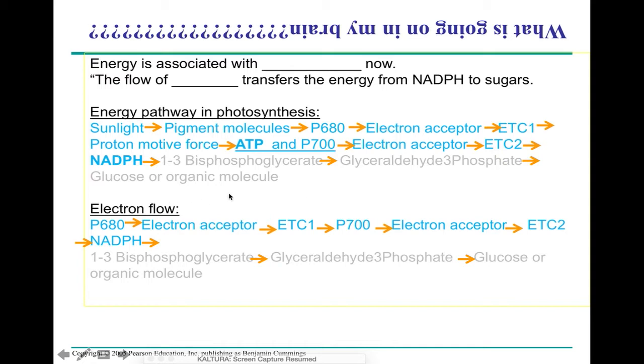So the gray part is in Calvin cycle. Coming to electrons, they start their journey from P680, which is photosystem 2, electron transport chain 1, P700, electron transport chain 2, and NADPH till the light reactions. But they do not stop there. NADPHs are, remember, only electron carriers. So what they do is they will finally give those energized electrons to glucose through Calvin cycle.